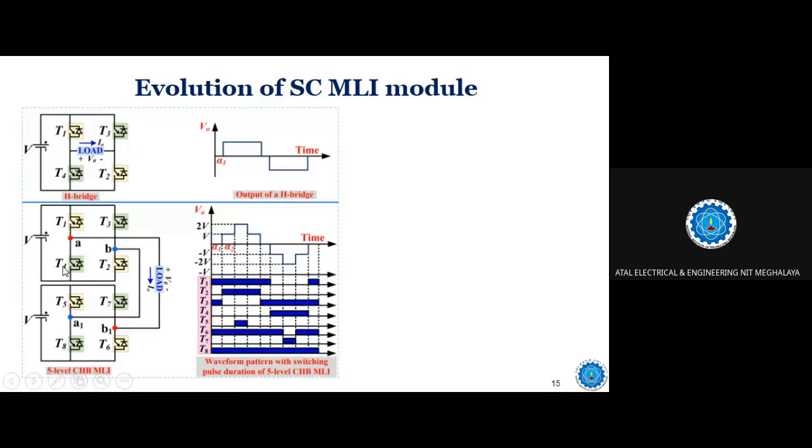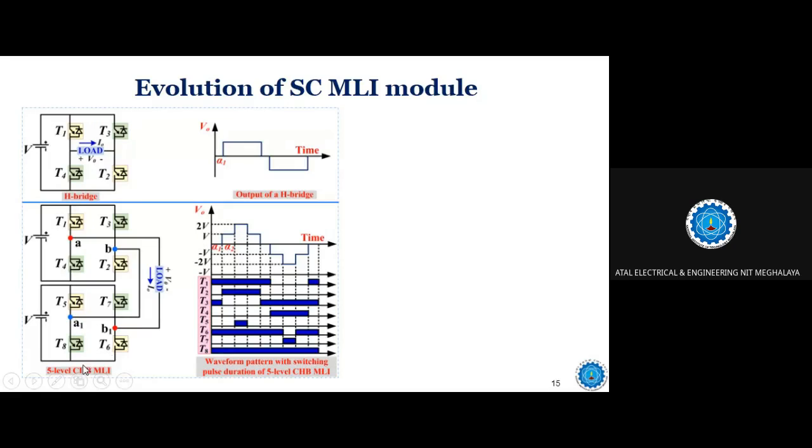So 5 level is being produced, and in the 5-level circuit, when I take all the input voltages equal, V and V, I am generating 2 steps and the output is 2V. You can see that there are 8 switches: 4 switches in the top module and another 4 switches in the bottom module. So there are 2 modules cascaded to get this output.